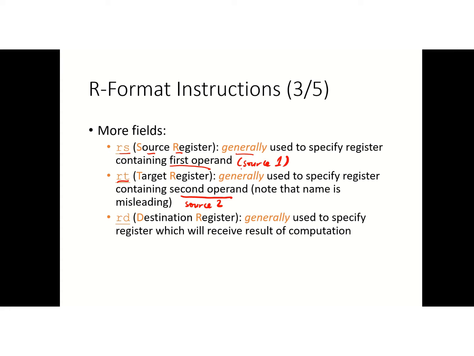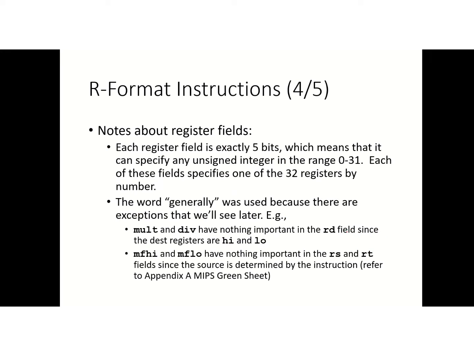So the first source is RS, the second is RT. In this case, if we want to add between two contents, two source registers, you would need RS and RT, with the value inside of it. And then RD is the destination register, generally used to specify the register which will receive the result of the computation, like the destination or the output of where you want to store the result of the computation.